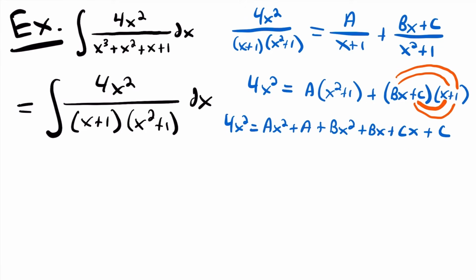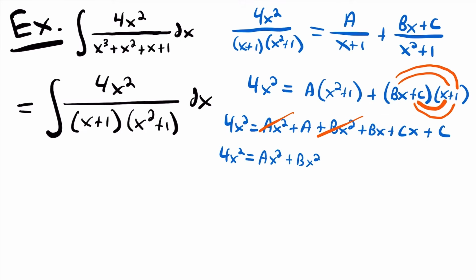So if we do that, we're going to have 4x squared is equal to all of our x squared terms, which we have two of them, ax squared and bx squared. And so I'll write those down, ax squared plus bx squared. Now, just so I don't forget any of our terms, I'm going to cross these out as I use them.